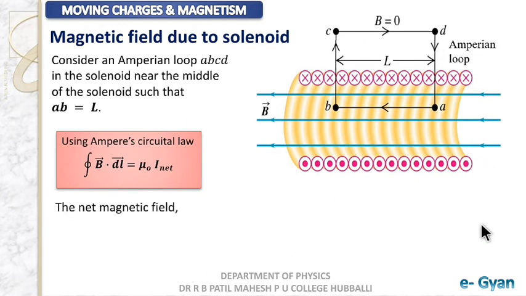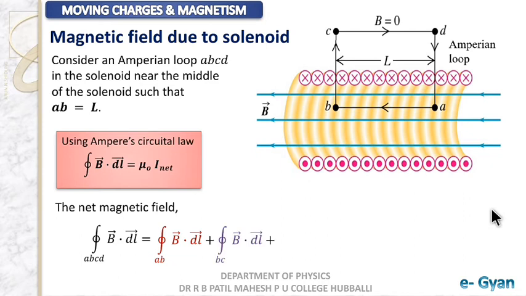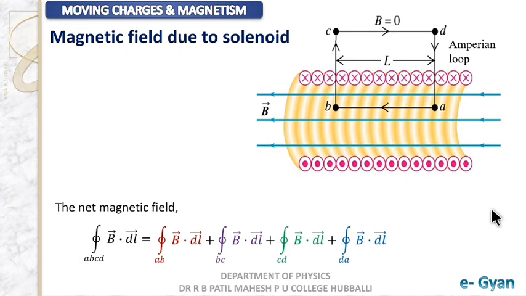If I write it, it would be this way. Here, instead of trying to take the complete loop, we shall try to divide it into segments by trying to take from A to B first. So line integral B dot dl over AB, then afterwards over BC, after that over CD, and after that over DA. Now let us try to find out the value of each integral. Let us try to first of all find the integral over AB.